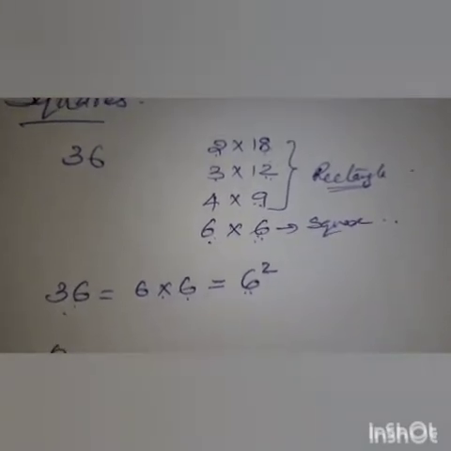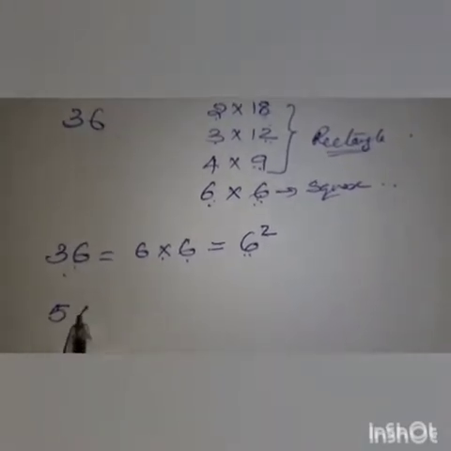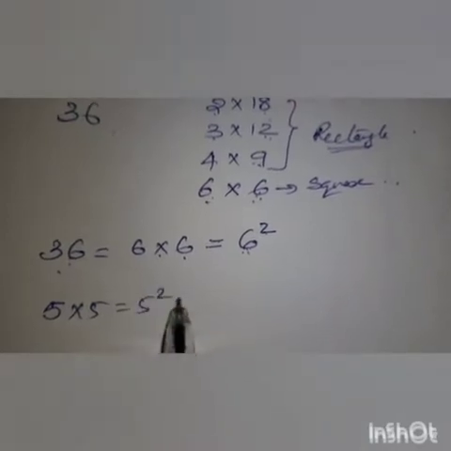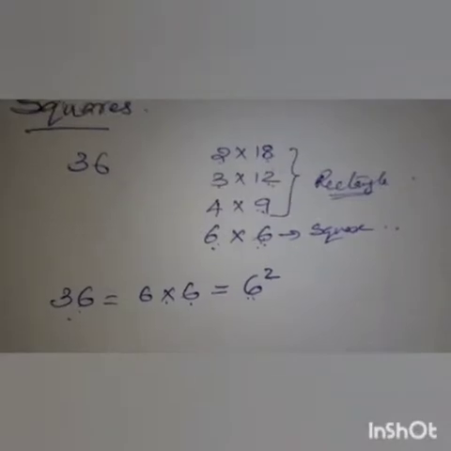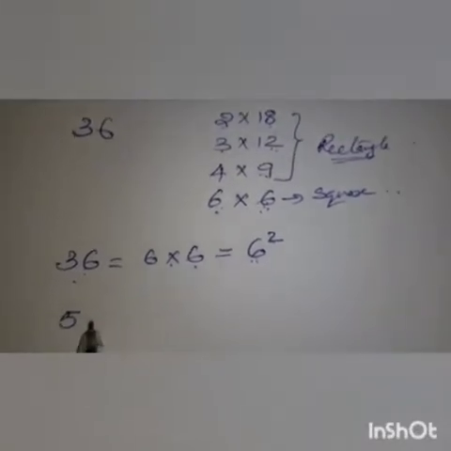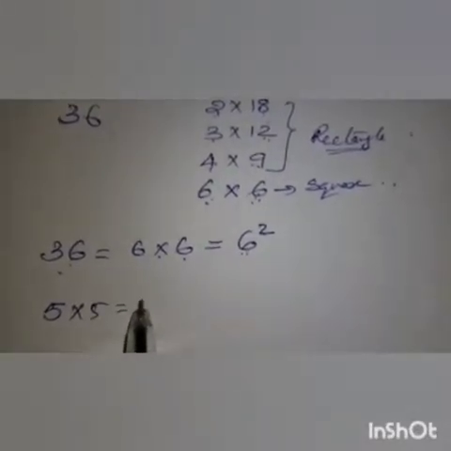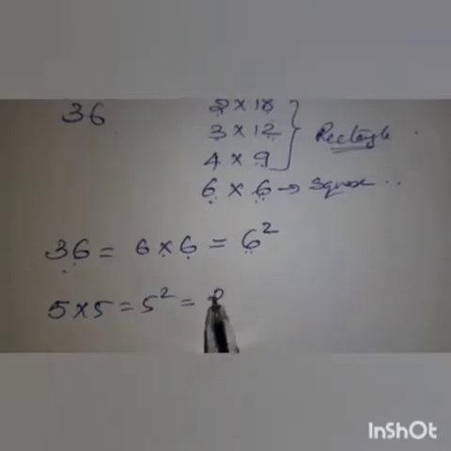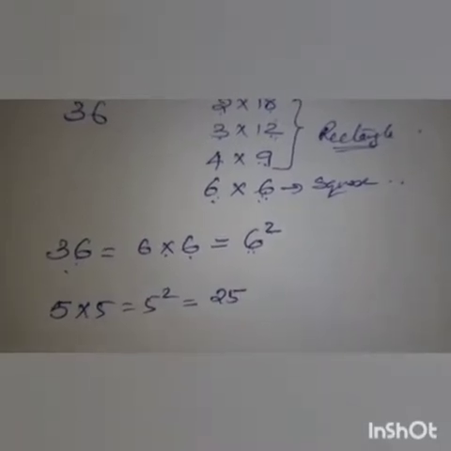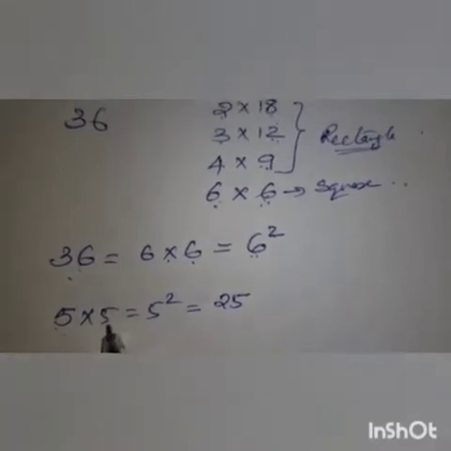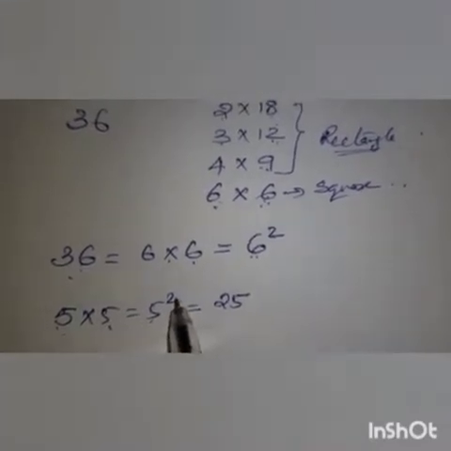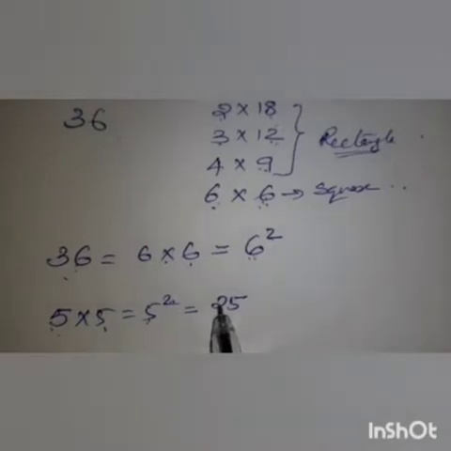What about the square of 5? 5 into 5. You will get 5 square. What is 5 square? It is 25. So when the same number is multiplied by itself, you will get the second power. So 5 square is 25.